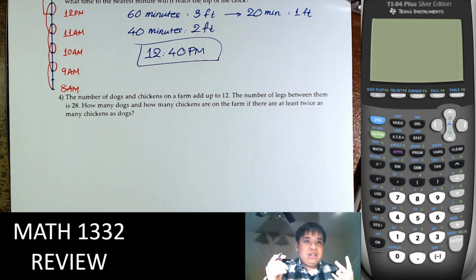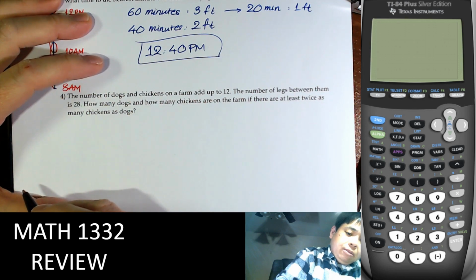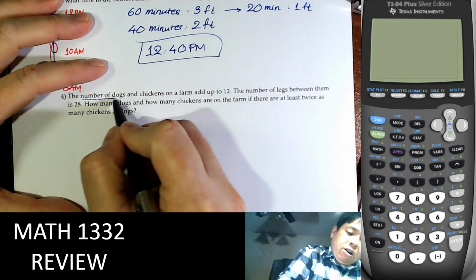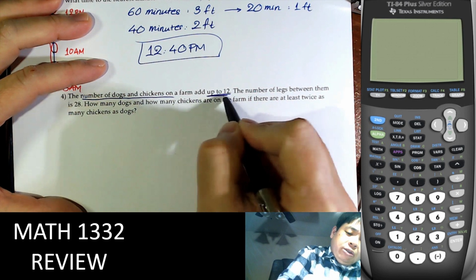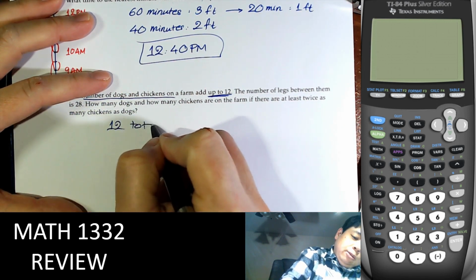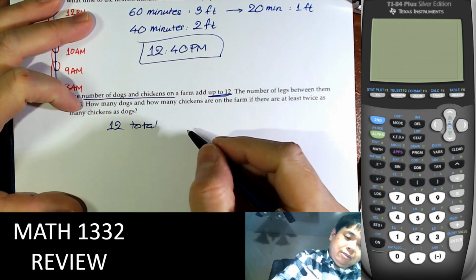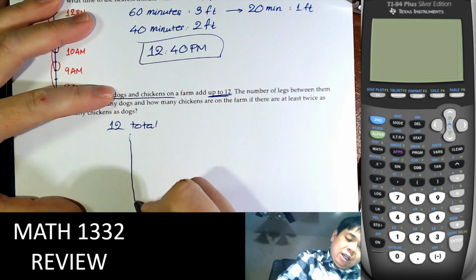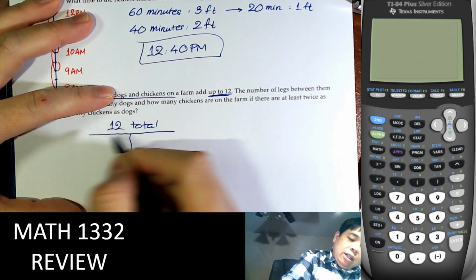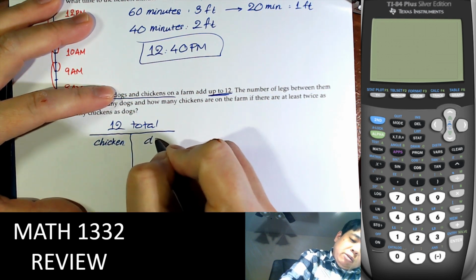So a dog has 4 legs. A chicken has 2. And there are 12 animals total, right? So we just start with this. The number of dogs and chickens is 12. So we have 12 total. And the total legs is 28. Now think about this. We can work it either way. So let's say this is the number of chickens and the number of dogs.